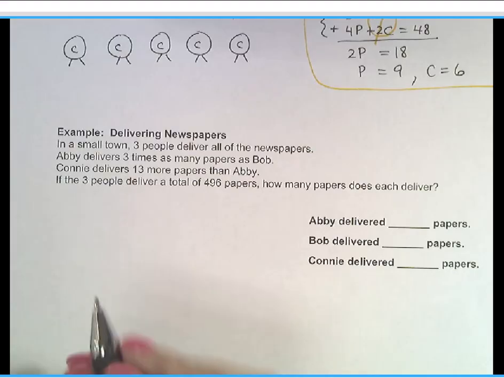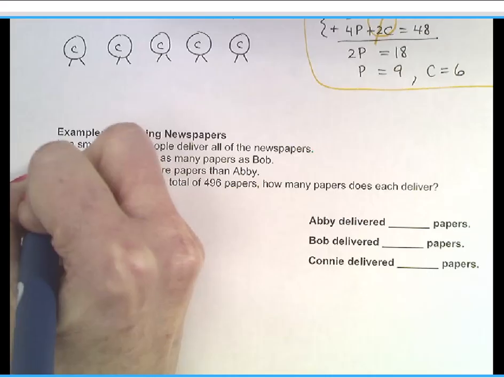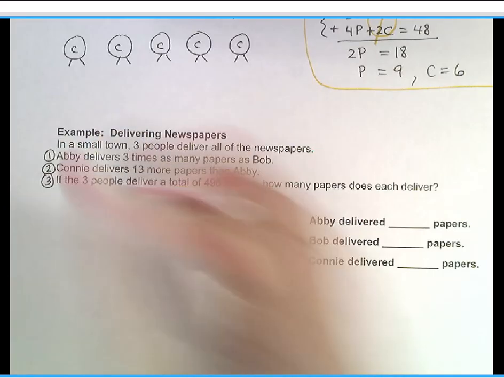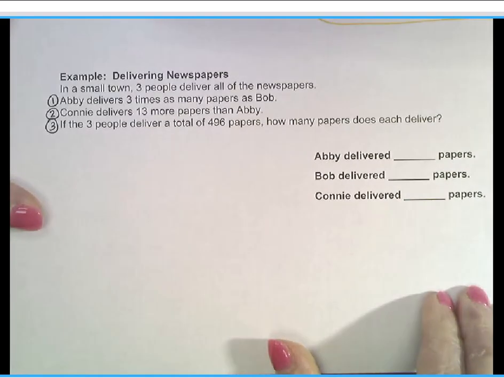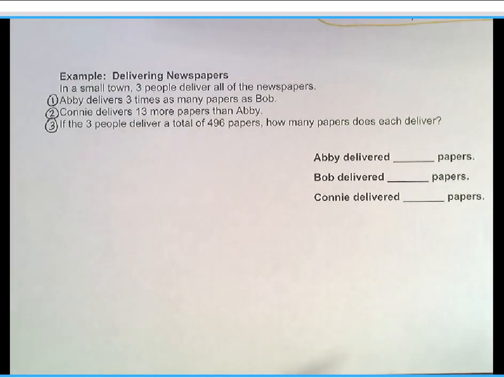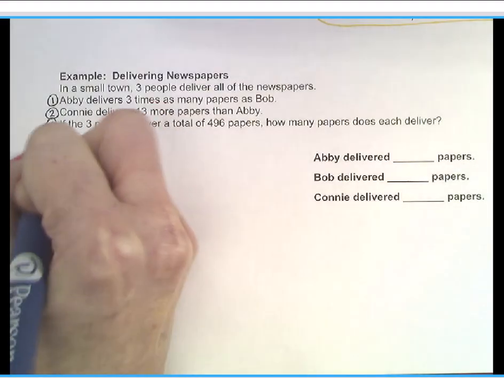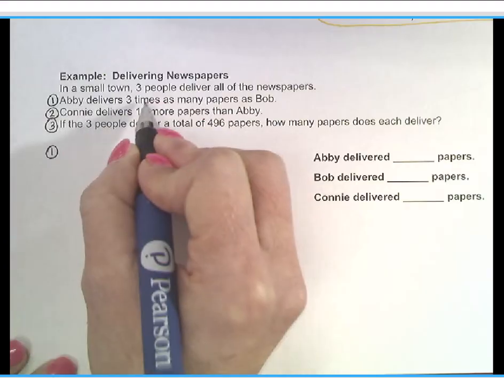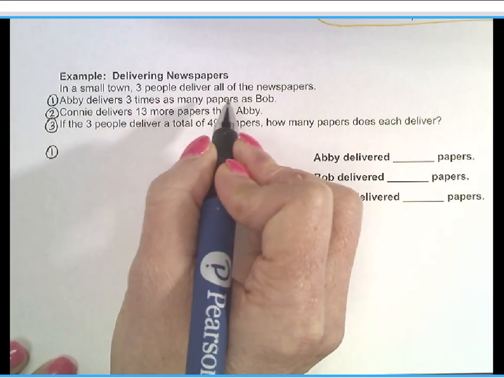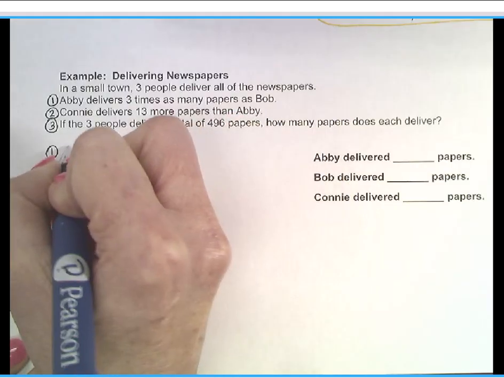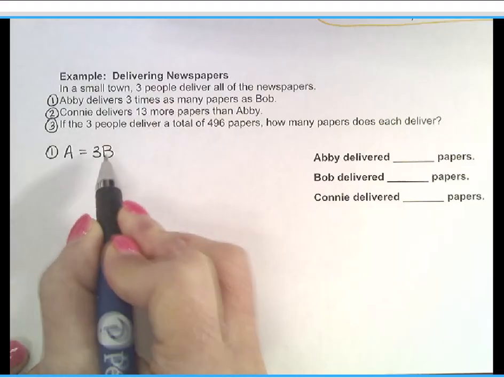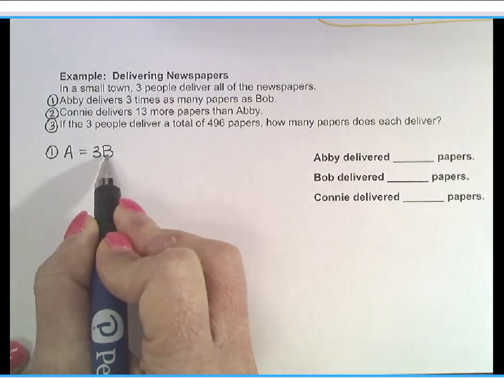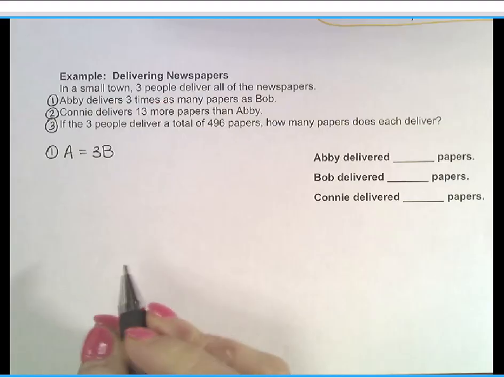So they gave us 3 pieces of information. I'm going to number them 1, 2, and 3. 3 people deliver all the newspapers, and we know their names. Now, I'm going to call Abby A, Bob B, and Connie C. So the first clue said Abby delivers 3 times as many as Bob. So Abby is 3 times Bob. So if Bob delivers 1 paper, Abby delivers 3. That's the first thing they told us.